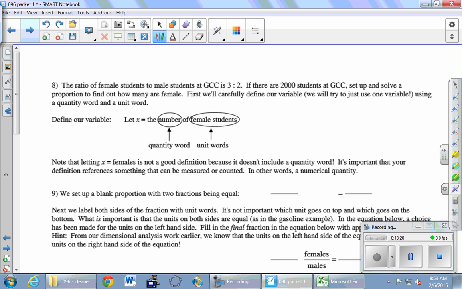Okay, let's move on to the next page, and we will try a word problem, Ramses, number 8.